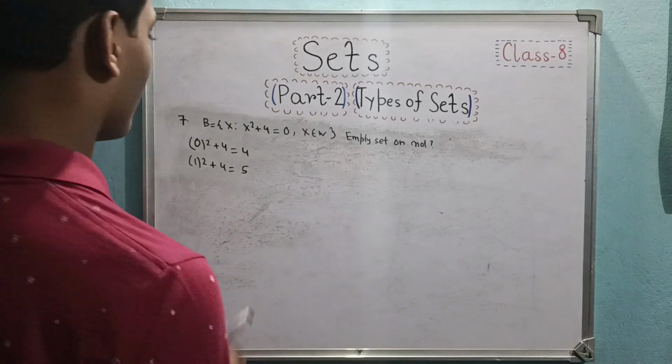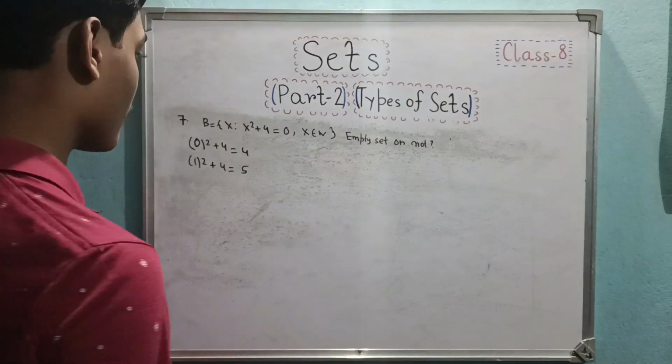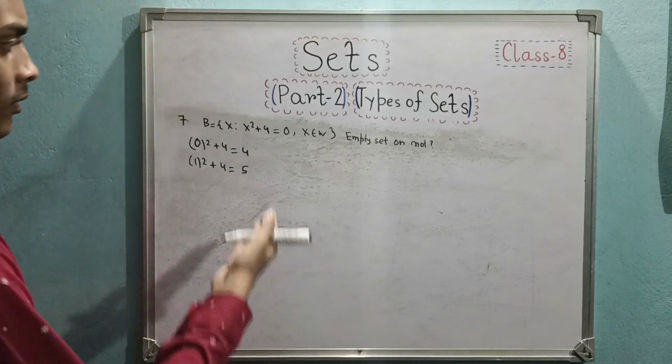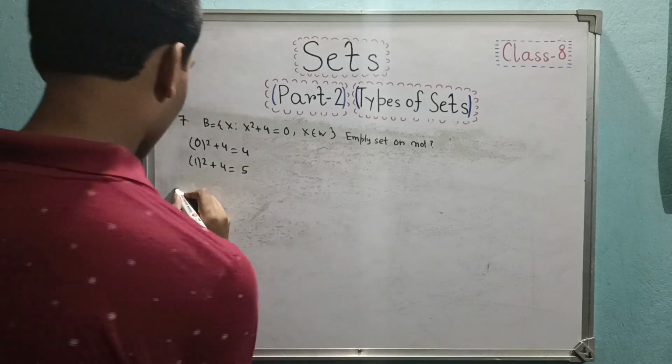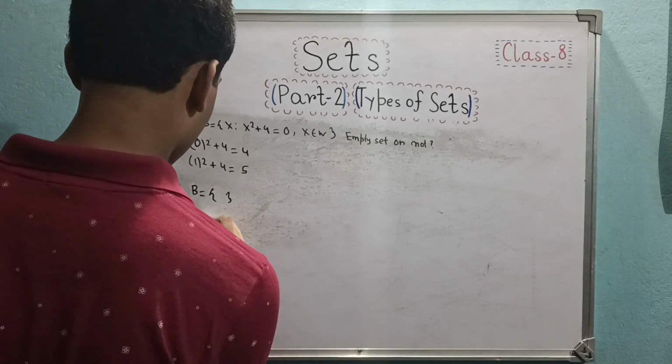Okay, therefore the case should be something else. No need, the question doesn't say that. Therefore B equals the empty set. So B equals empty.